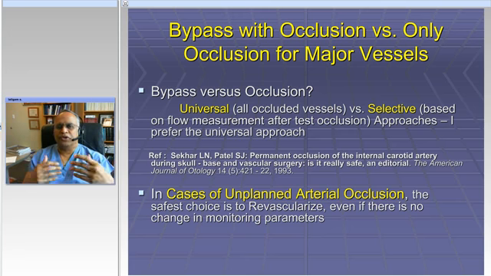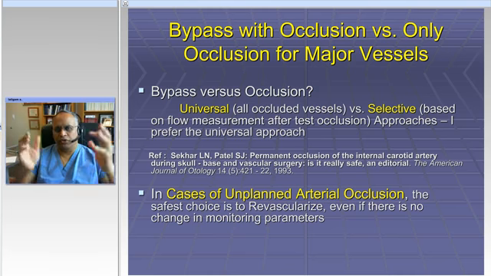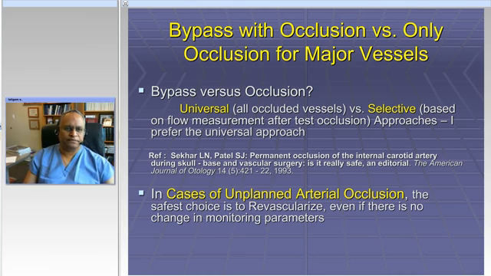Why? Because you really don't know the patient's tolerance to occlusion. Even if your monitoring is good, sometimes I've had the experience where all the monitoring parameters are excellent at that time. Postoperatively, the patient has a little drop in the blood pressure and they have a stroke, a big stroke. So I've seen that happen as well.